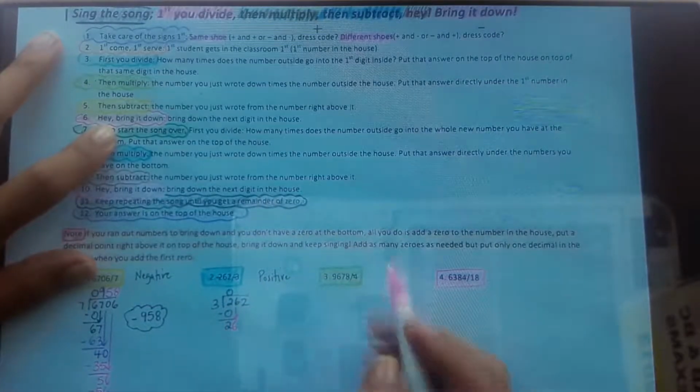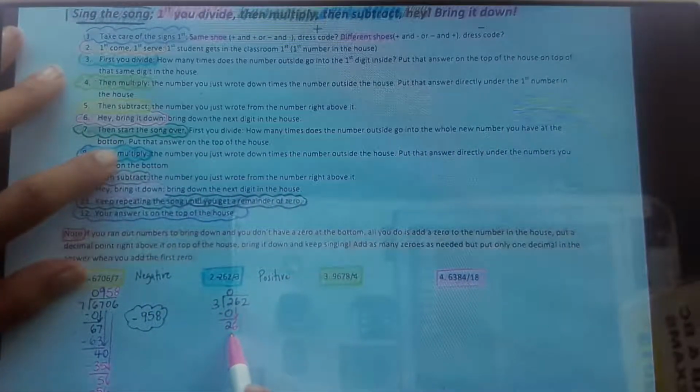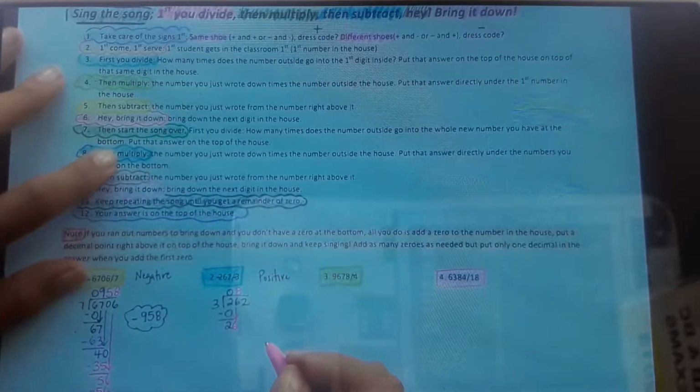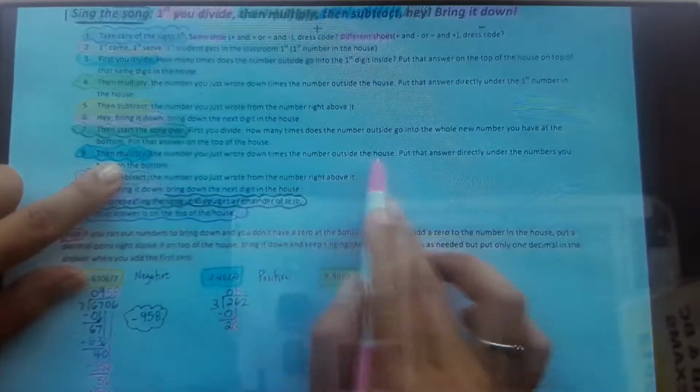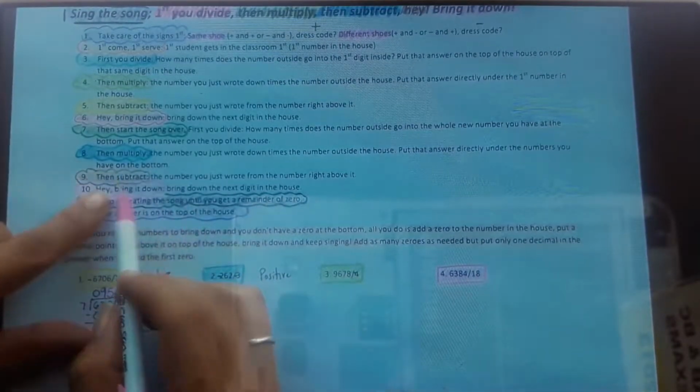Then you start again. First you divide. How many times does 3 go into 26? This is a listening check. Color in all the zeros in this question only. All the zeros. Then multiply. So we're doing 8 times 3, which is 24. So just go right underneath that number. Then subtract. So we're subtracting.